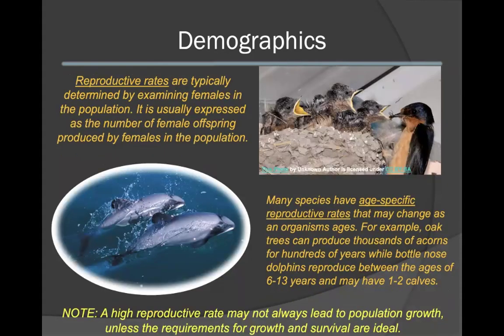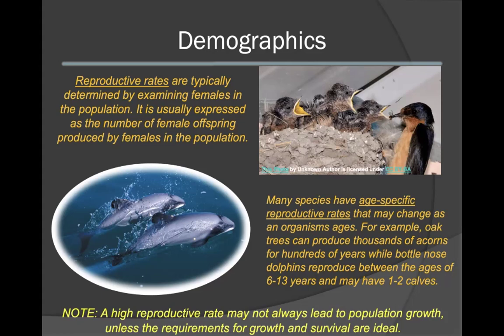Another important aspect to consider when considering the demographics of a population is the reproductive rate. Reproductive rates are typically determined by examining females in the population. It is usually expressed as the number of female offspring that are produced by females within the population. Also note that if a population exhibits a different reproductive pattern, meaning that the females are not the only ones that can reproduce, then this should be reflected in the reproductive rate. As a result, studying only females in that specific population may not be appropriate.